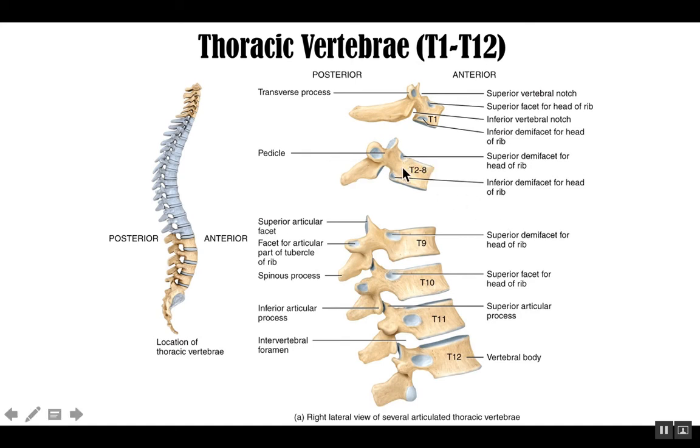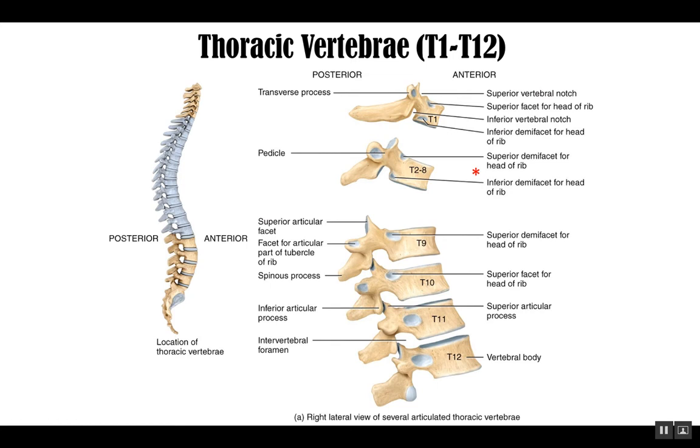So the little facets that are on the body are known as demifacets. So that's a major difference between thoracic vertebrae and any other vertebrae, in that they have facets for rib attachment. The next major difference, and you can't tell that well here, is that the spinous process will typically project inferiorly, especially in this middle area of the thoracic region. So the spinous process doesn't point straight back, but it points downward.